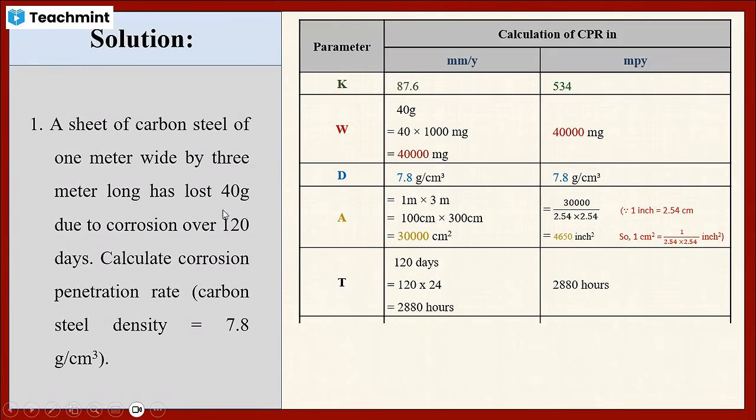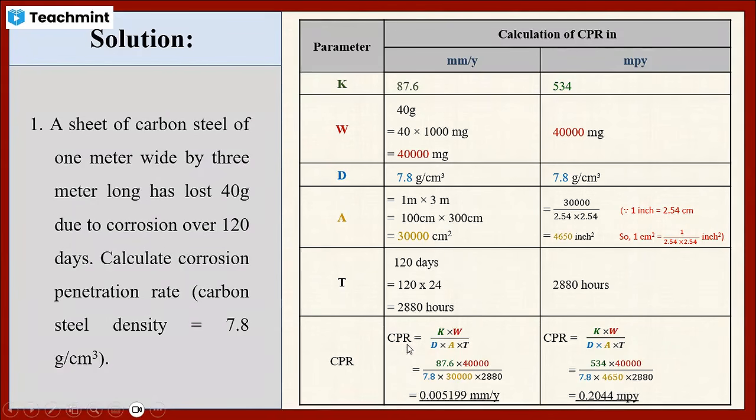Then the t value, in this problem, is 120 days, but we want the t value in hours. So we have to multiply the days with 24. Why? Because one day is 24 hours. Hence we have to multiply these days with 24, and the answer is 2,880 hours. For MPY also the answer is the same, because here also we need the t value in hours only.